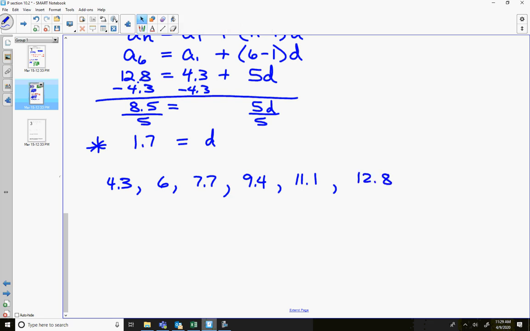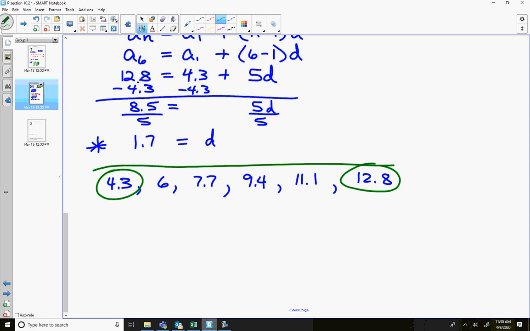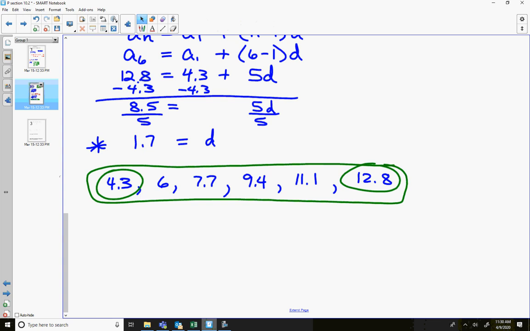Another 1.7, 12.8. And if you do it right, there's your first term, there's your sixth term, and then these right here are your 4 arithmetic means, right? All right, write an arithmetic sequence that has 4 arithmetic means. So our answer is actually the entire sequence. Make sure you answer the question. They did not ask what the 4 arithmetic means were, they wanted the whole sequence.